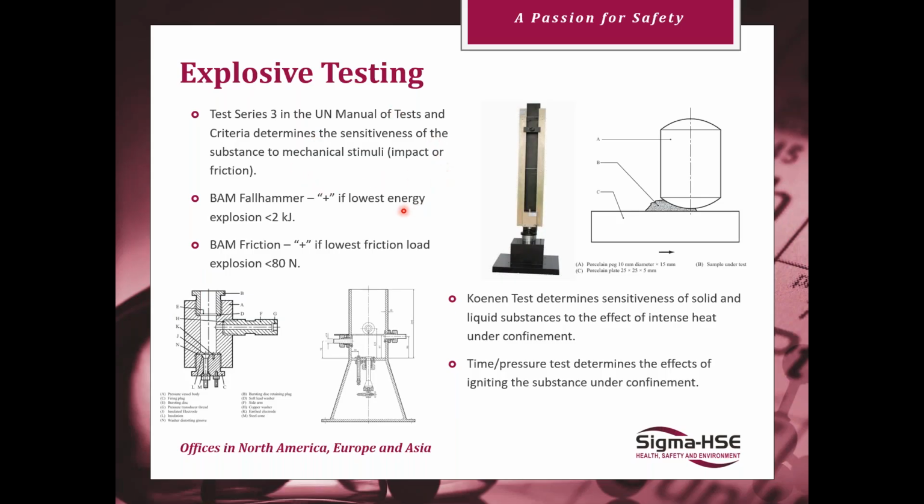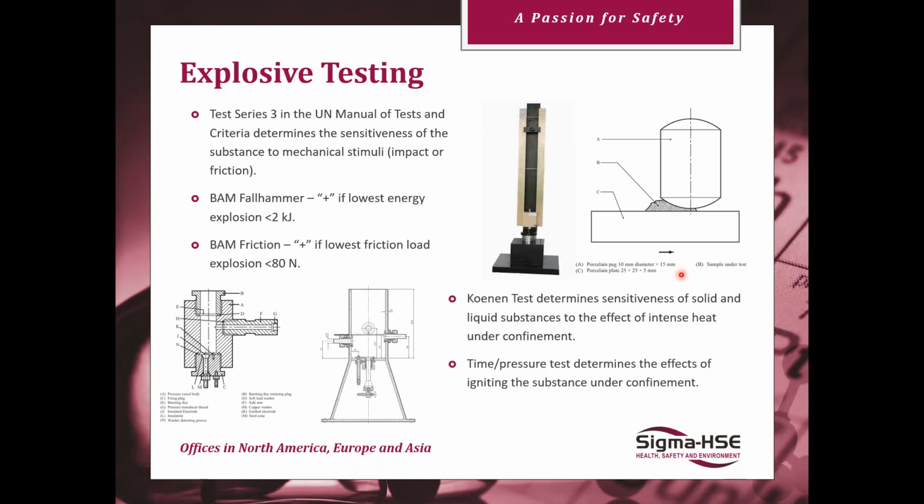where we can see test series 3 of the UN Manual of Tests determines the sensitiveness of substances to mechanical stimuli. So we have the Fall Hammer, which determines whether it's sensitive to impact, and you can see it's consisting of a column with 2 guide rails and a drop weight ranging from 1, 5 and 10 kilogram drop weights, to which is screwed a cylindrical steel striking head. This is then dropped onto the anvil, which contains the impact device holding the sample. By varying the drop weight and height of the drop weight, we can test energies of up to 50 joules.